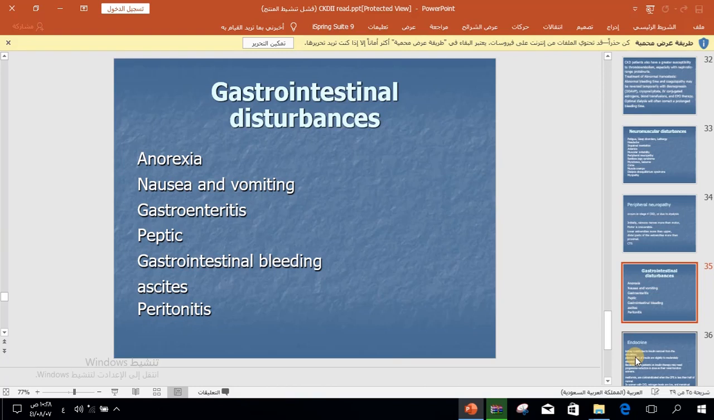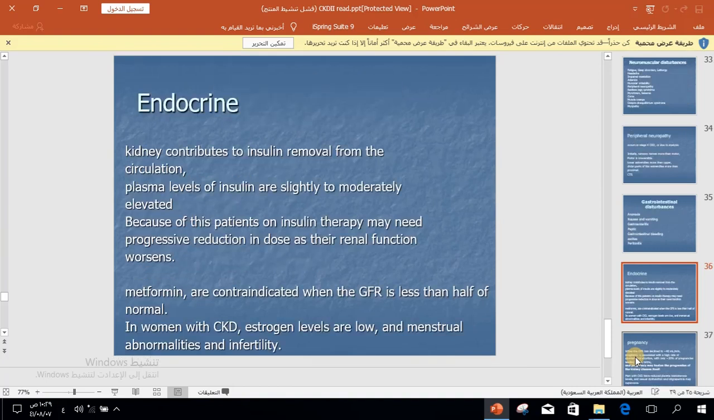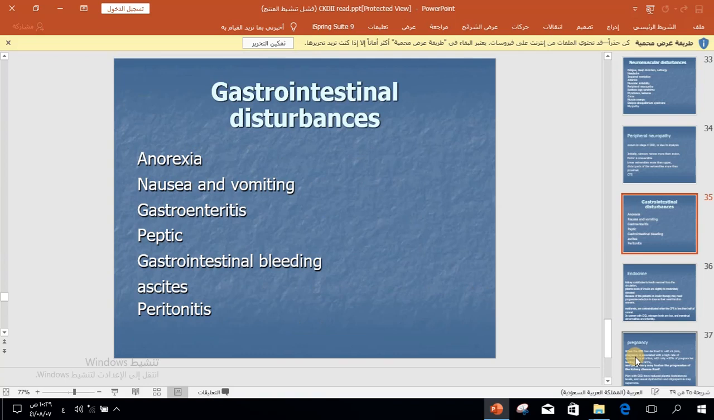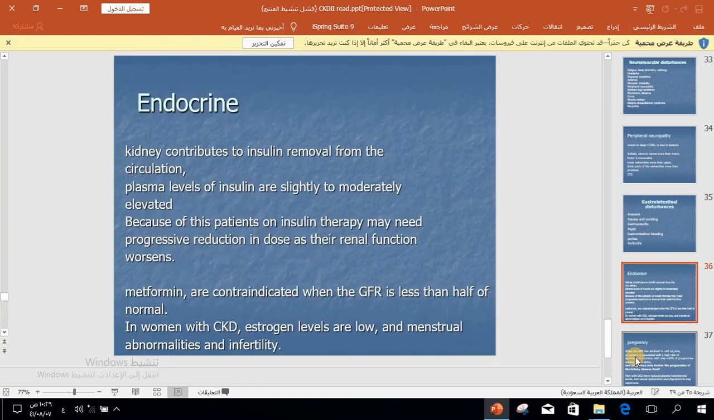GIT disturbances. As we have mentioned, GIT manifestation is the commonest manifestation of CKD. On top of the list are anorexia, nausea, vomiting, gastroenteritis, peptic ulcer disease, GIT bleeding, ascites, and peritonitis. GIT bleeding is usually treated in the conventional way, but if that fails, we need dialysis.